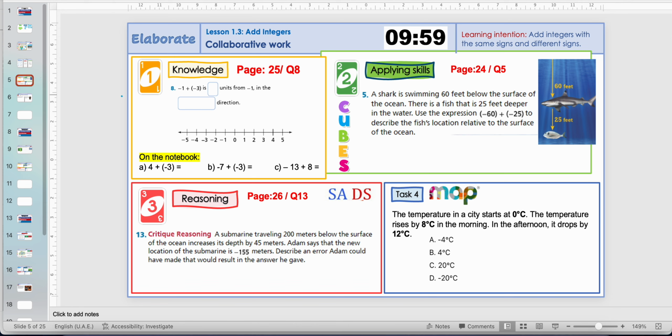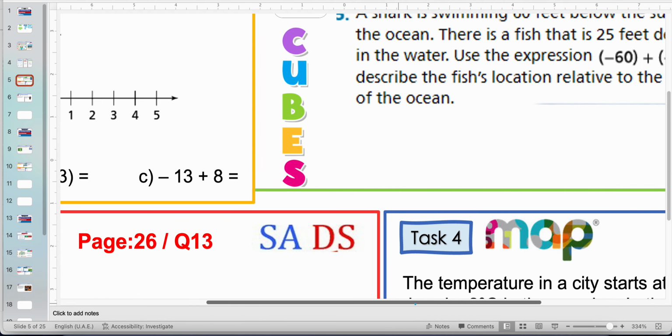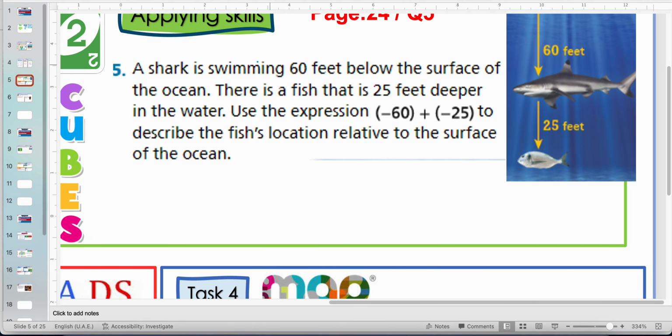So let's see another word problem. Here, let's do this one. Of course, guys, all of this is solved already. A shark is swimming 60 feet below the surface. Directly, I know this is -60. Can you see? I'm highlighting the important information. The surface of the ocean. There is a fish that is 25 feet deeper. So 25 feet deeper, again below the surface, so -25 in the water.